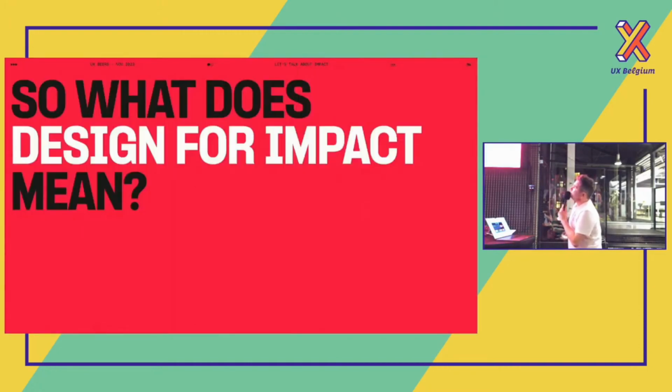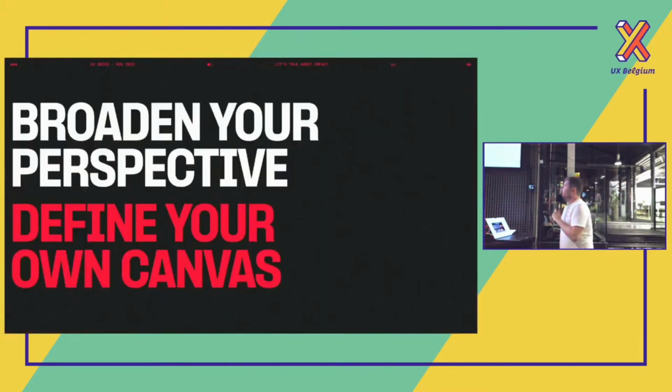So to summarize, what does design for impact mean for us? It's a very personal vision. But for us, it's really to broaden your perspective and to define your own canvas. And what we mean with that is you often get problems that are thrown to you, often with a solution attached to it. Often we have questions. Is it the right problem we're solving? Is it the right solution that you're suggesting to solve?